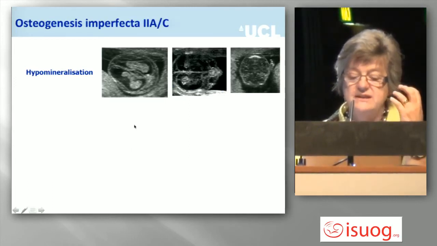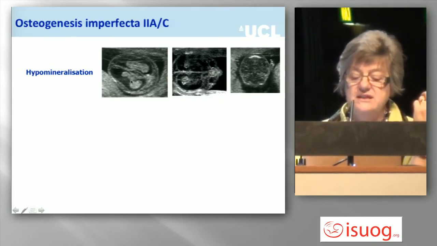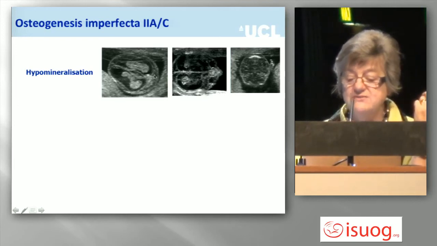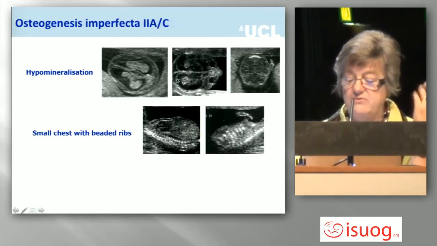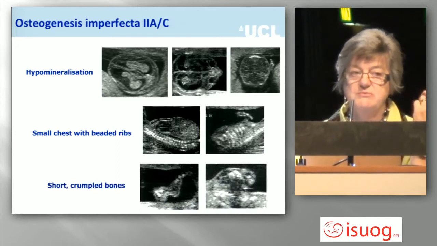So these are the severe sorts, the type 2A and C, where you often get a referral with query ventriculomegaly. And the reason why it looks like the baby has ventriculomegaly is because you can see the inside, the intracranial anatomy so clearly, because there's virtually no mineralization of the skull and no acoustic shadow cast. These have very small chests, as I've said, with beaded ribs and very short, crumpled bones.